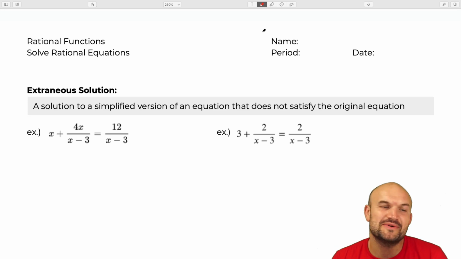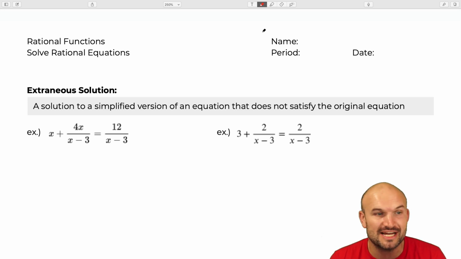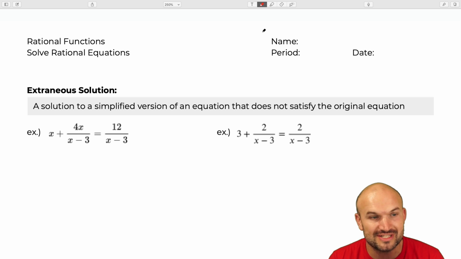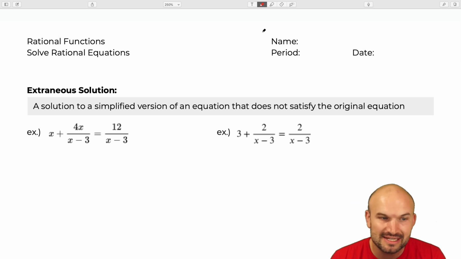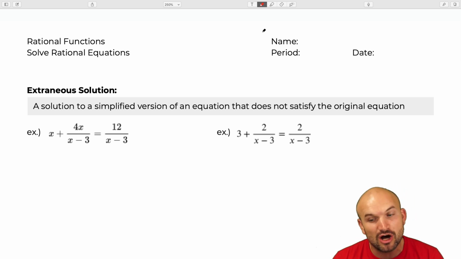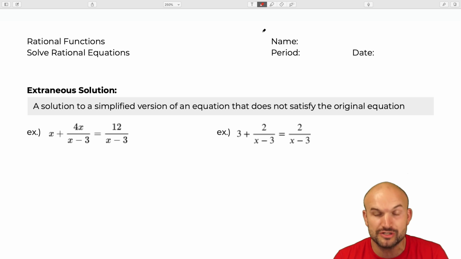All right, welcome back. So now let's get into the notes section for solving rational equations. And thankfully, there's really not much of a notes. The only notes we have is the extraneous solutions. And those, again, are just going to be the solutions that solve a simplified equation, but not the original equation.